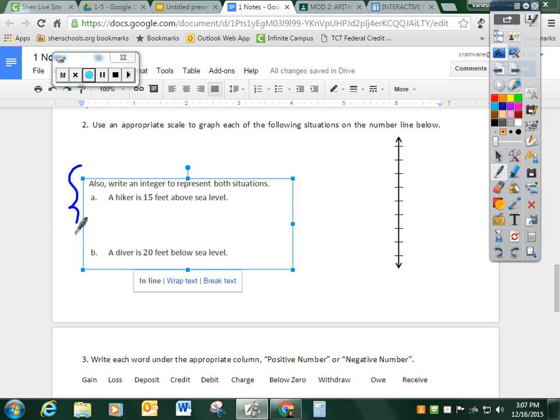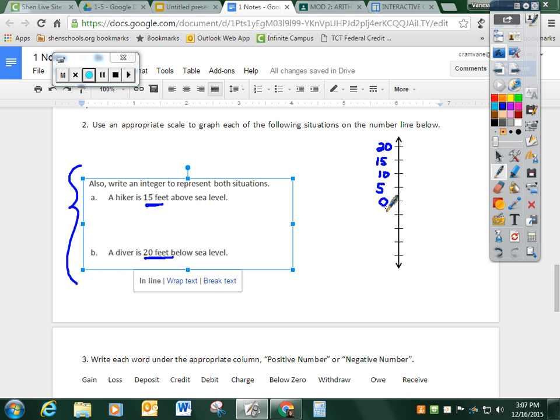Okay. A hiker is 15 feet above sea level, so I have to make sure I have a 15 on my number line, and a diver is 20 feet below. Okay, so I'm going to put my 0 right in the center of my vertical number line. And since 15 and 20 are both multiples of 5, I'm going to try to skip count by 5s on my number line. So up one spot here, I'm going to make this space worth 5 feet, 5, 10, 15, 20. And then I'm going to count backwards.